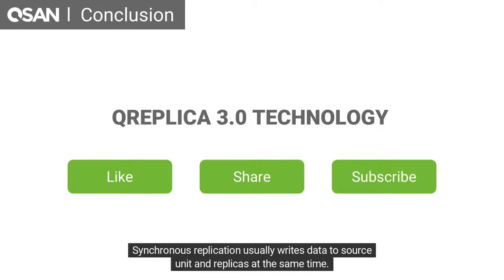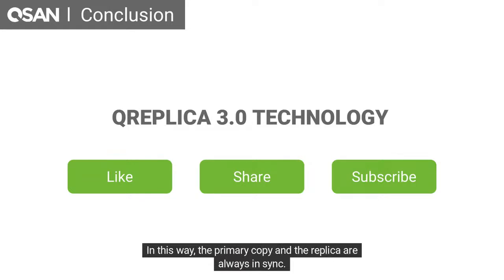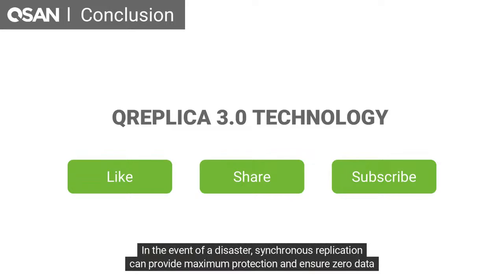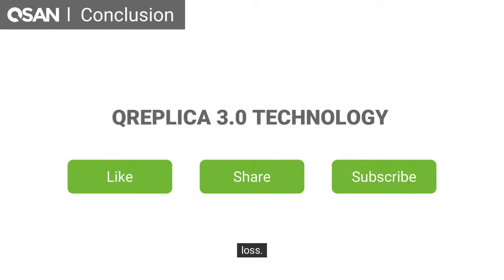Synchronous replication usually writes data to the source unit and replicas at the same time. In this way, the primary copy and the replica are always in sync. In the event of a disaster, synchronous replication can provide maximum protection and ensure zero data loss.